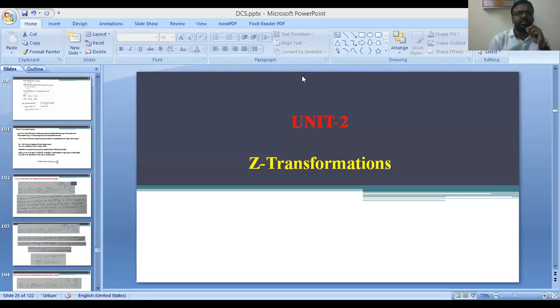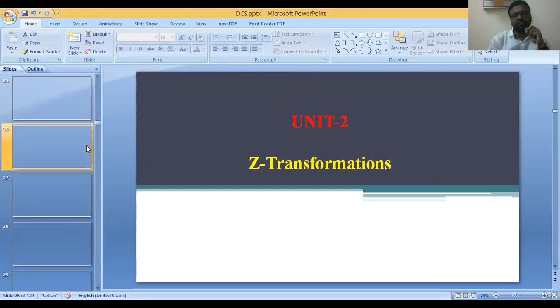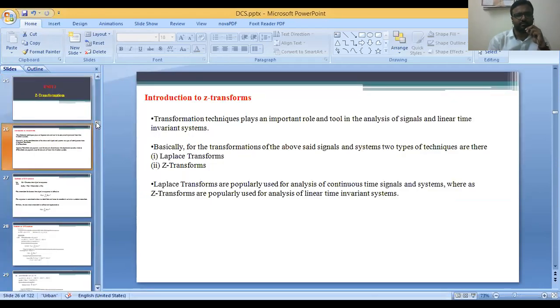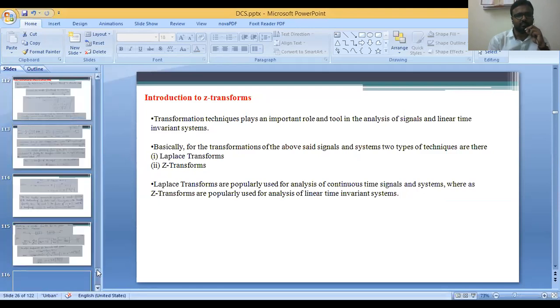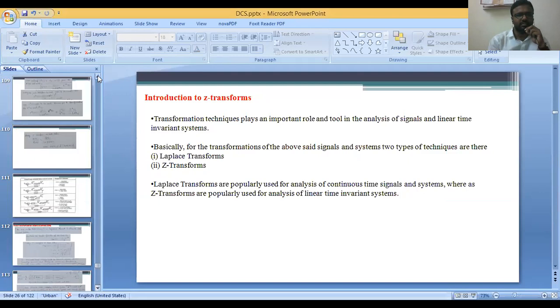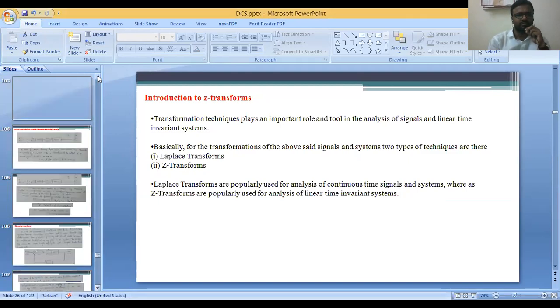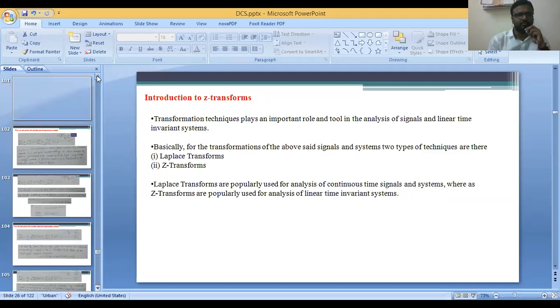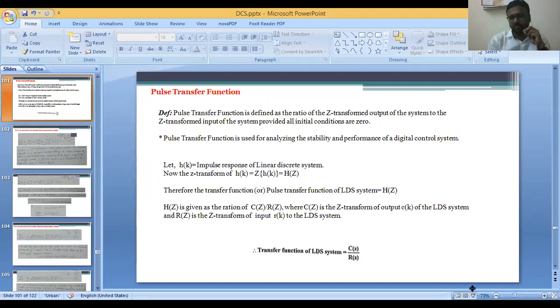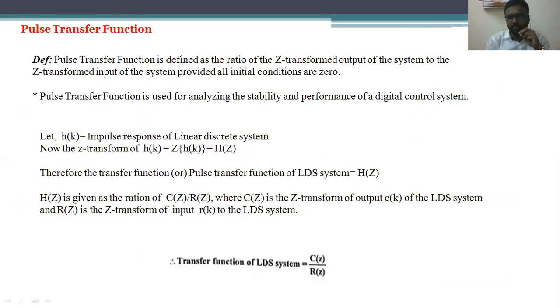Okay, so next we are going for the last topic of this unit, and this last topic will be completed within 2 to 3 classes. So we are in the last topic of the second unit, that is pulse transformation. The topic is pulse transfer function. Okay, so we are about to start the last topic of Unit 2, that is pulse transfer function.